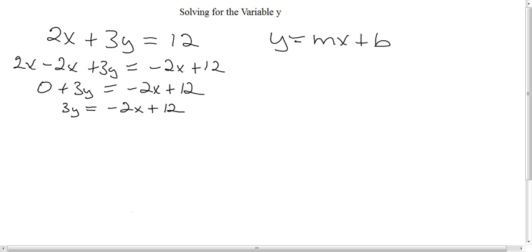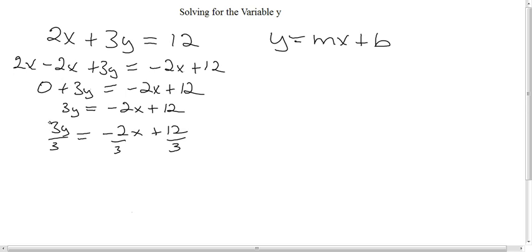Well, if you notice, we still do not have y isolated. As a matter of fact, it is being multiplied by 3. What do we need to do to isolate it? You need to do what we did up here, which is the opposite. What's the opposite of multiplication? Correct, division. So let's go with 3y divided by 3 is equal to a negative 2x plus 12, and let's divide that also by 3.